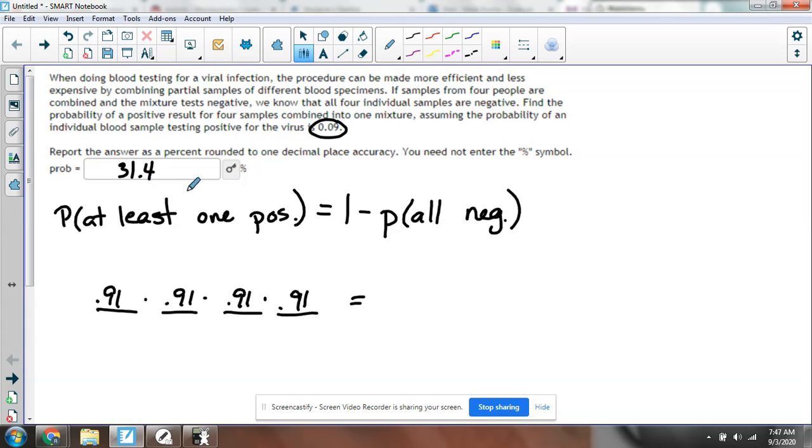A little different than what we did in 106. In 106 we did the false positive and false negative. This is more of a probability problem.